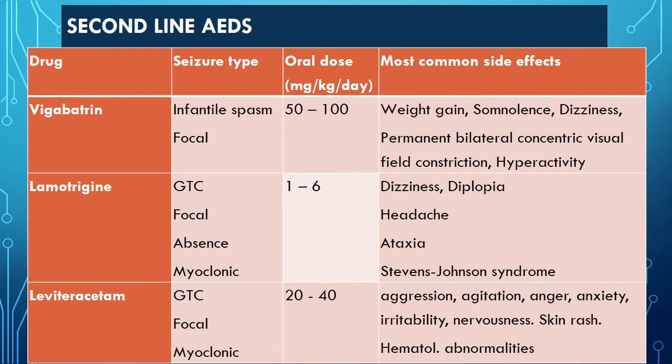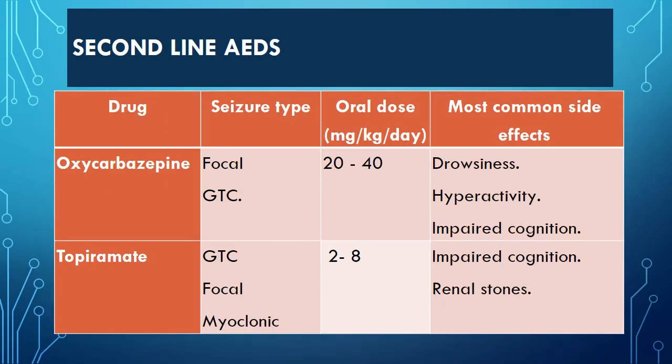Vigabatrin is the drug of first choice in treatment of infantile spasms in children with tuberous sclerosis. It can also be used to control focal seizures. Lamotrigine and levetiracetam are new anti-epileptic medication. They are broad spectrum and can be used to control nearly all types of seizures. Oxcarbazepine and topiramate are also new anti-epileptic medication. Oxcarbazepine is mainly used to control focal seizures, whereas topiramate is a broad-spectrum anti-epileptic drug.